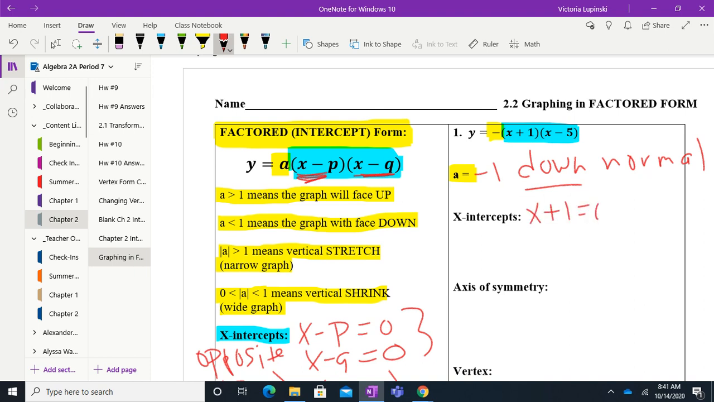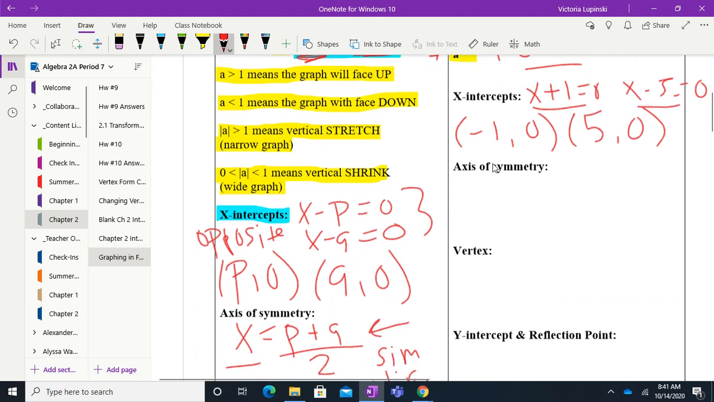x plus 1 equals 0, and x minus 5 equals 0. If you were to solve each of those, you would wind up getting negative 1 for the first one, which is (negative 1, 0), and 5 for the second one, which would be (positive 5, 0). And again, if you're looking for a shortcut, if you don't want to set up these equations, you just do the opposite and the opposite. It is always the opposite. Disregard the a on the outside. The a already did its job. It told us whether we were facing up or down and whether we were narrow or wide. It does not have an effect on the x-intercept. So those are always the opposite.